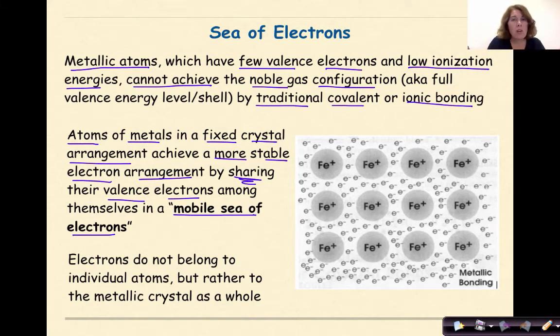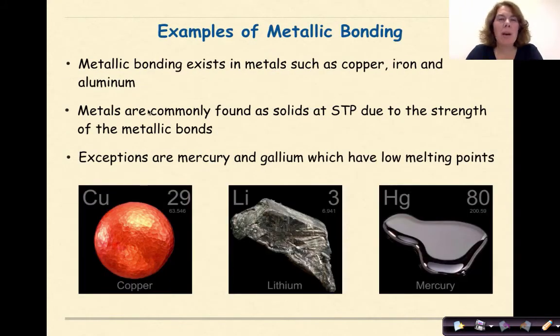So we're not transferring electrons, we're not sharing electrons. All of our electrons are just moving very higgledy-piggledy, which is an extremely scientific term, all over, surrounding these different nuclei, and as a result, in this sharing of electrons between all these different nuclei, it becomes really stable. So electrons do not belong to individual atoms, but rather the metallic crystal as a whole, and it works. It works for metals.